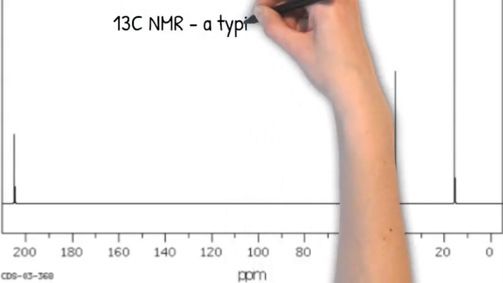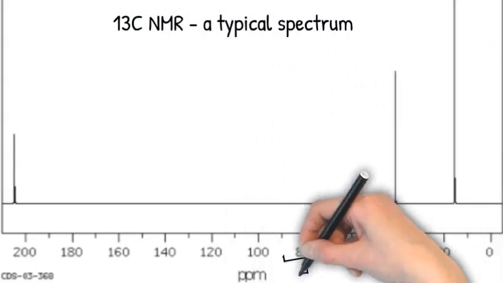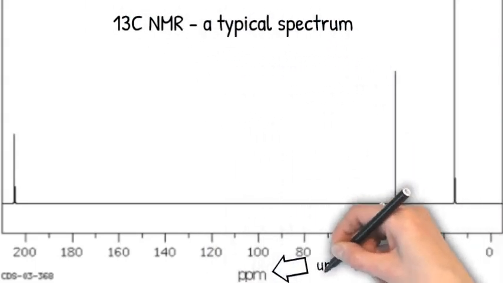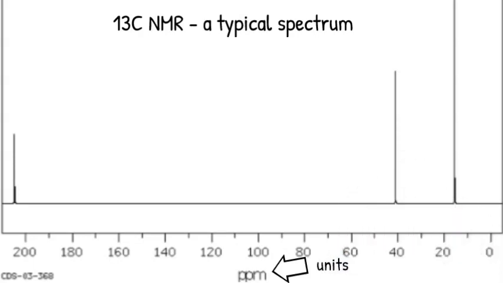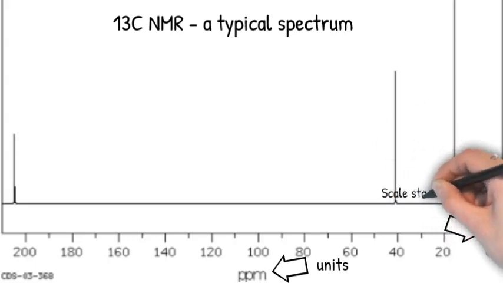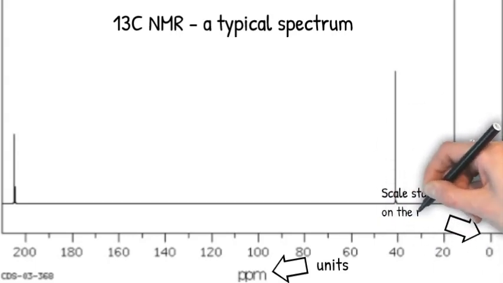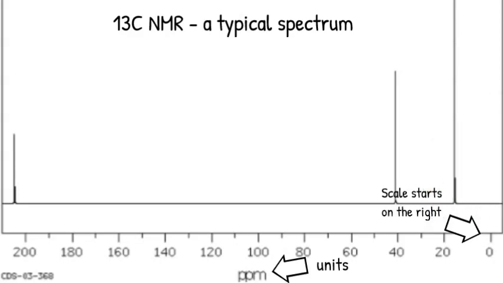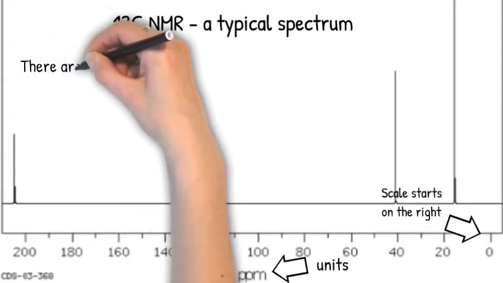Okay, so let's have a look at a typical carbon-13 NMR spectrum. Down the bottom here, you can see the units, which are ppm, parts per million. If you take a look over here, you can see that the scale begins on the right-hand side. So we're reading it right to left, unusually.